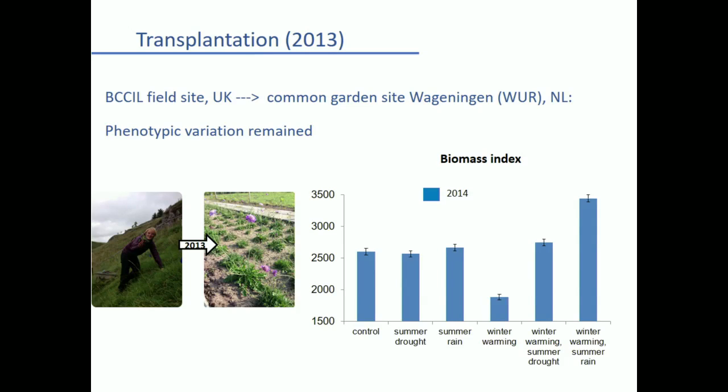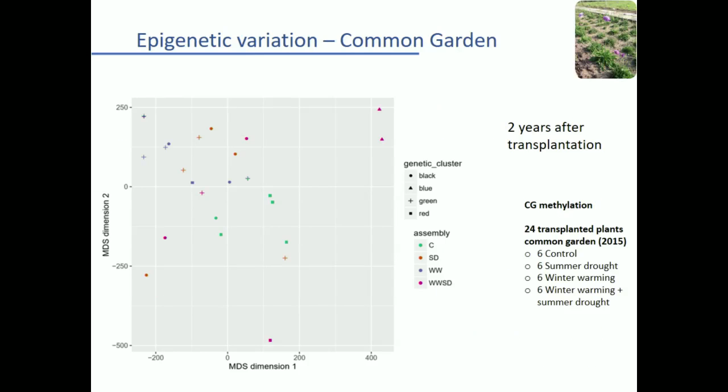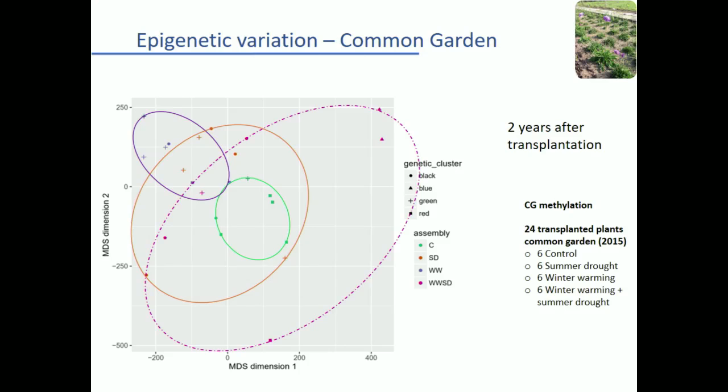First phenotypic variation after 1 year, after 2 years, and what you do see is that the phenotypic variation which we observed in the field site remained in the common garden. And the same actually for the epigenetic variation. So again, we found some clustering for the green dots, the plants of the control treatment, now also for the plants of the winter warming treatment and the summer drought treatment. And again, no clustering for the plants of the combined treatment.